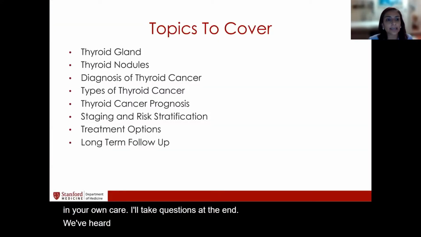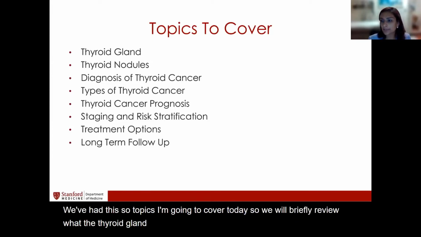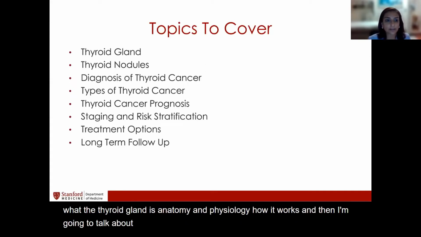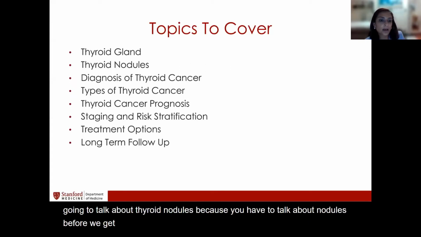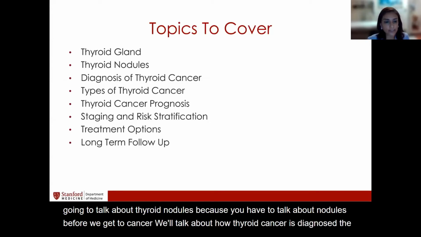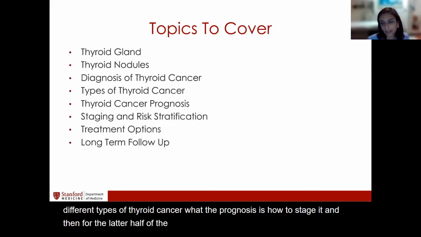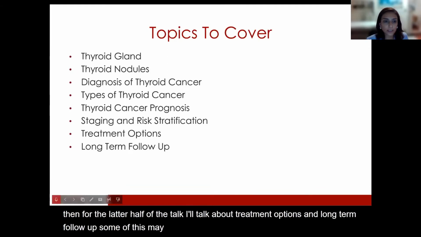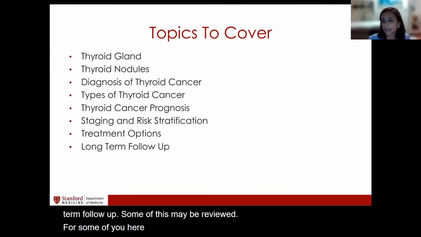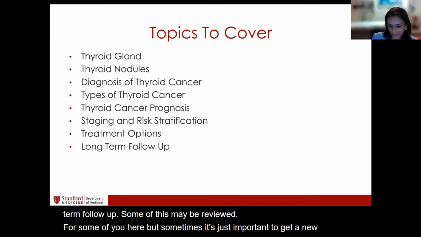Topics I'm going to cover today. So we will briefly review what the thyroid gland is, anatomy and some physiology, how it works. And then I'm going to talk about thyroid nodules, because you have to talk about nodules before we get to cancer. We'll talk about how thyroid cancer is diagnosed, the different types of thyroid cancer, what the prognosis is, how to stage it. And then for the latter half of the talk, I'll talk about treatment options and long-term follow-up. Some of this may be review for some of you here, but sometimes it's just important to get a new perspective on the same concepts.